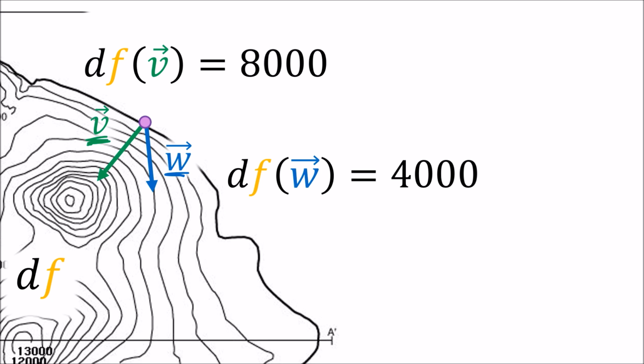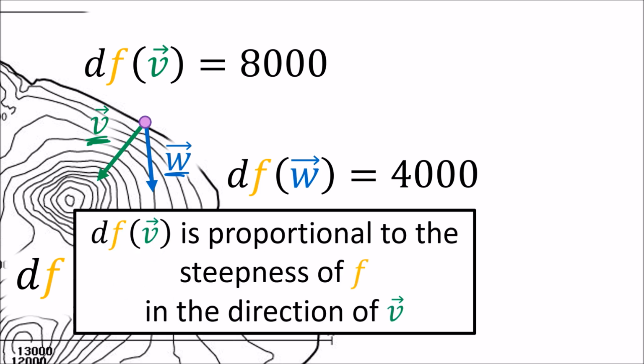And this is because the w direction doesn't point straight up the mountain, it points up the mountain at an angle. And because of that, the w vector doesn't end up piercing as many lines because it's traveling up a shallower slope. So what we've learned here is that df of some vector is proportional to the steepness of the function f in the direction of that vector. So when that vector points up a steeper slope, the value of df of that vector will increase.